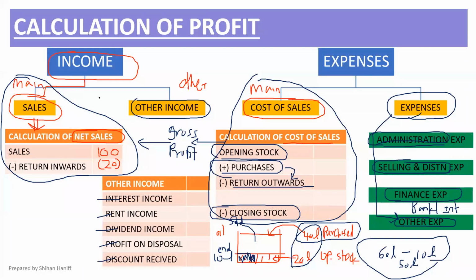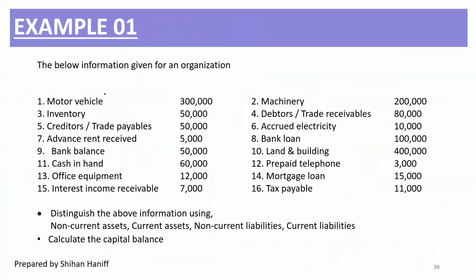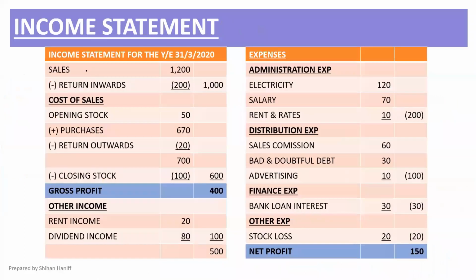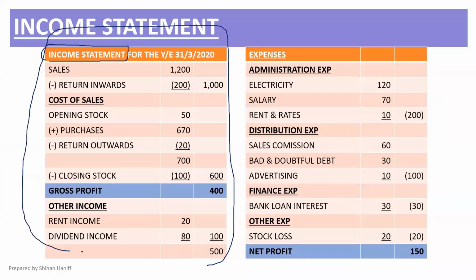Okay, so remember, income, sales income and other income, expenses, cost of sales and expenses, right? So once you take all these things, you will prepare the income statement. Okay, now let me show the income statement. This is the format of income statement. Right? So first this part, and we continue. Since I have limited space, I put the expenses into the other side.